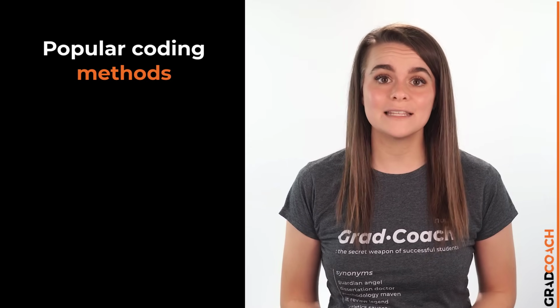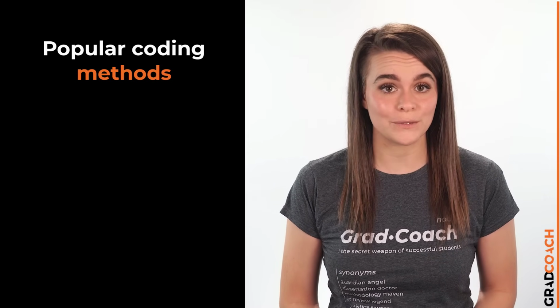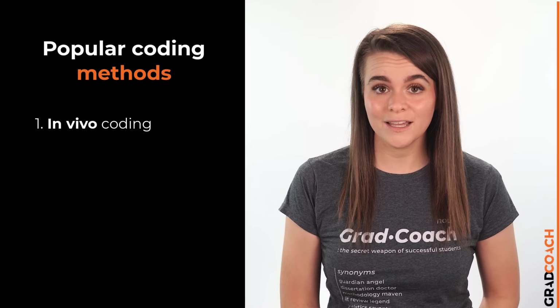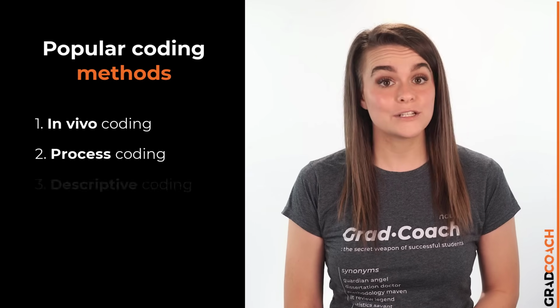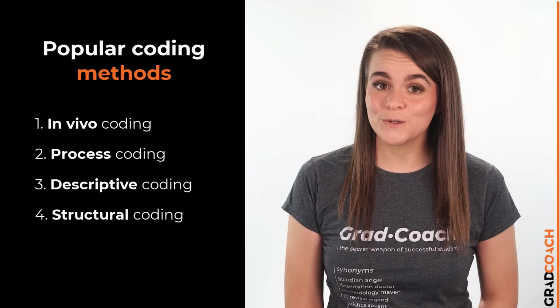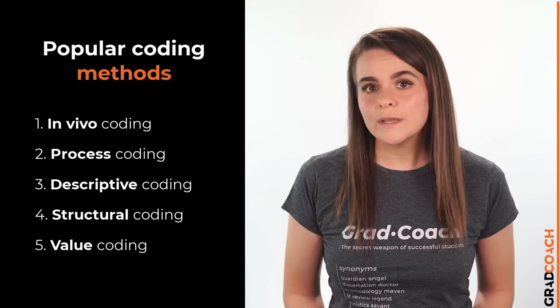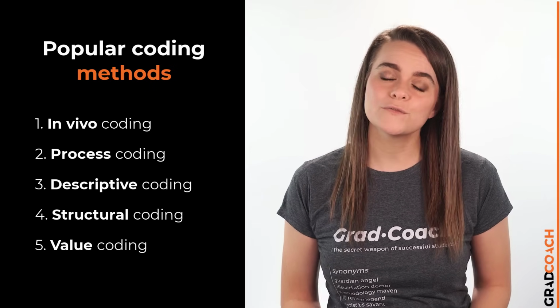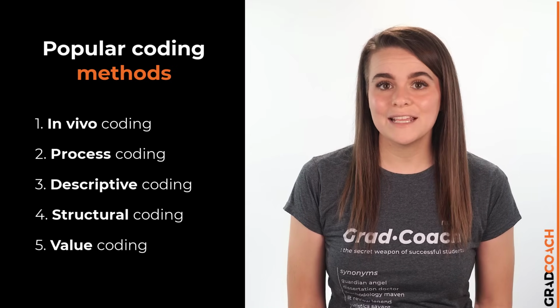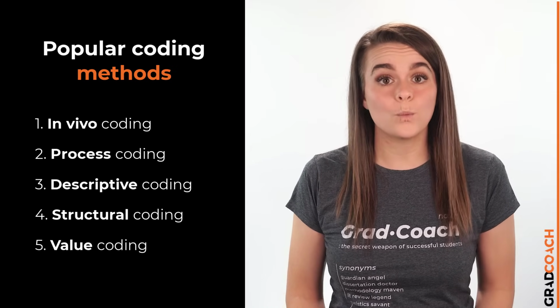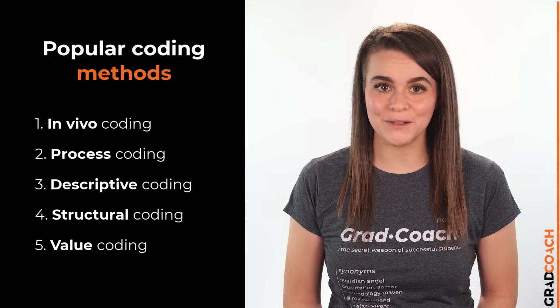Five common methods utilized in the initial coding stage include in vivo coding, process coding, descriptive coding, structural coding, and value coding. These are not the only methods available, but they're a useful starting point. Let's take a look at each of them to understand how and when each method could be useful.